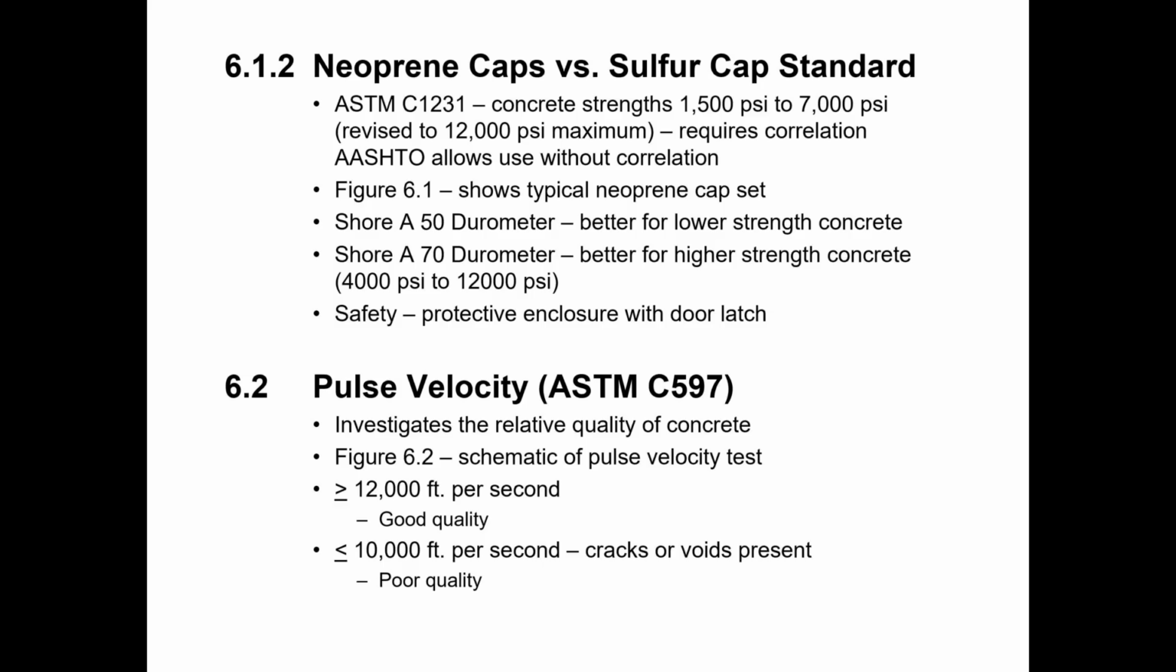If the transmission speed is less than 10,000 feet per second, that's usually indicative of cracks or voids or poor quality concrete. If you're somewhere in between 10 and 12,000 feet per second, then you can't really say that it's good quality concrete, but on the other hand, it doesn't really meet the criteria for being poor quality either. You know that there's an issue of some sort, but you're not really sure what it is. So again, this method is not for precise evaluation of concrete strength, but rather it gives you a relative sense of the quality of the concrete.